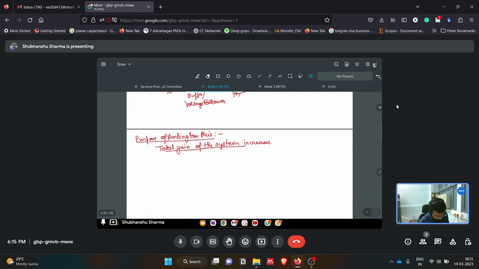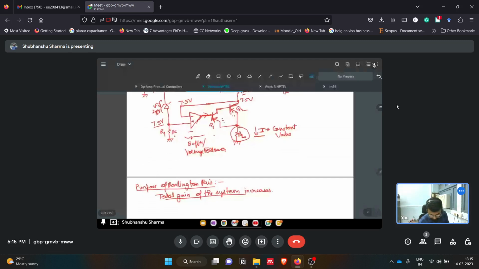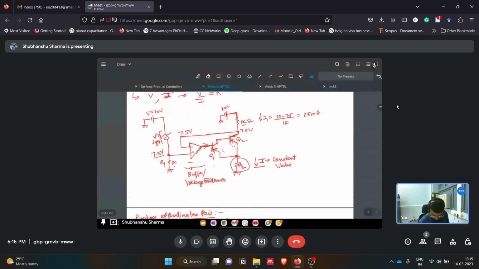And then, why is this op amp being used? The op amp is used to develop this constant voltage. So we have across R3, to maintain a constant voltage across R2. That's how we use the op amp.